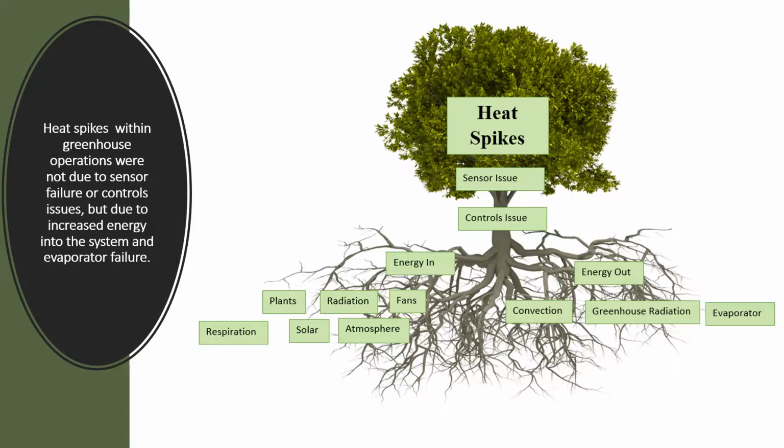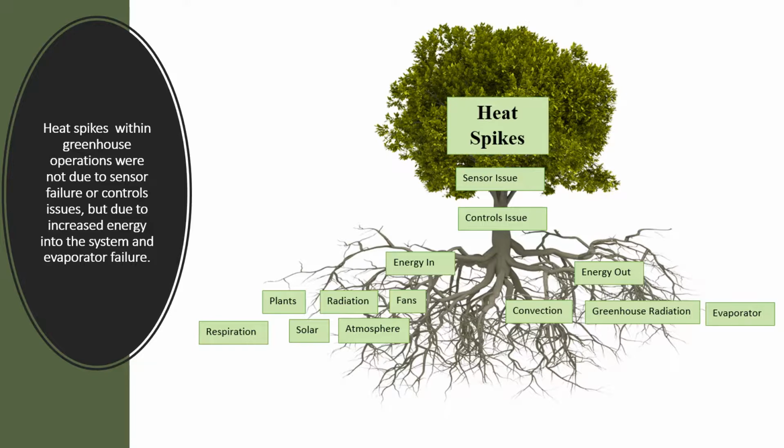To better understand this problem, I developed a problem tree. It's kind of funny because it goes with the greenhouse theme, but it also gives us a pictorial representation of the issues within the greenhouse. When the issue was identified that these spikes were occurring during the hot summer months, several tests within the greenhouse sensors and controls were run.